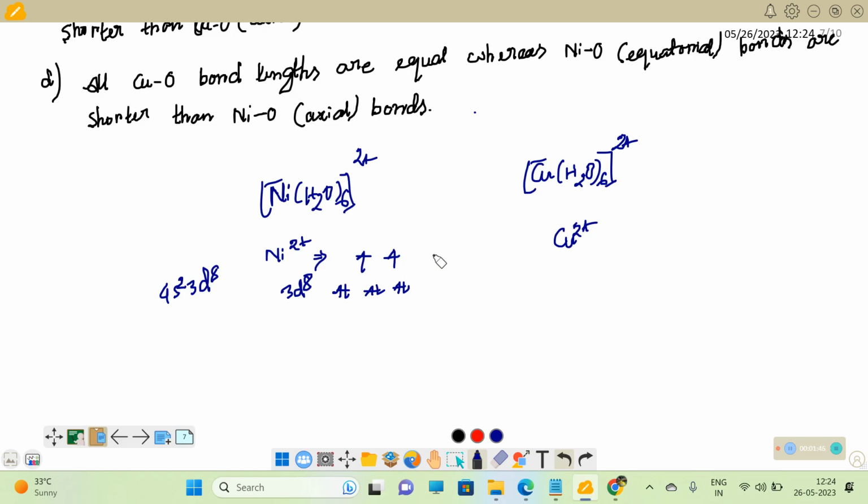So it is a symmetrical electronic configuration. So there is no Jahn-Teller distortion.